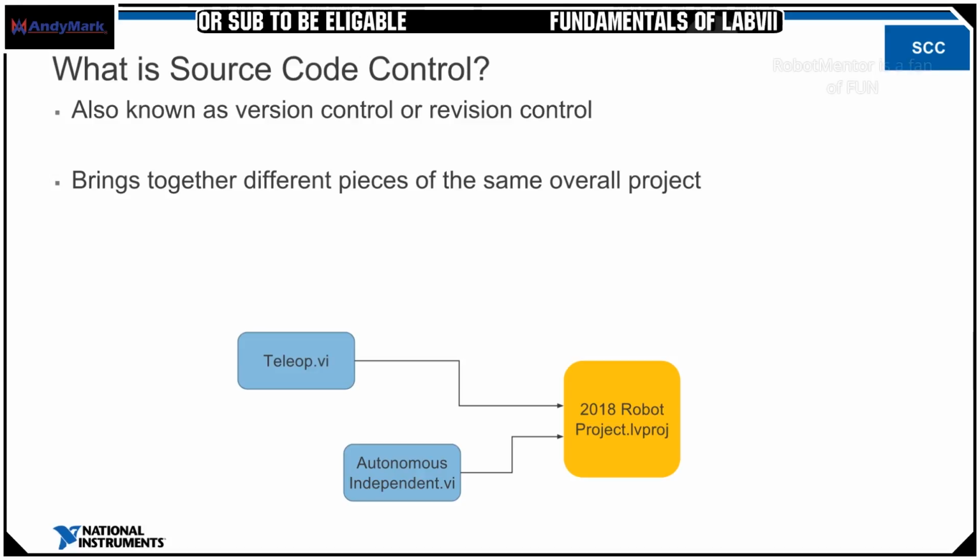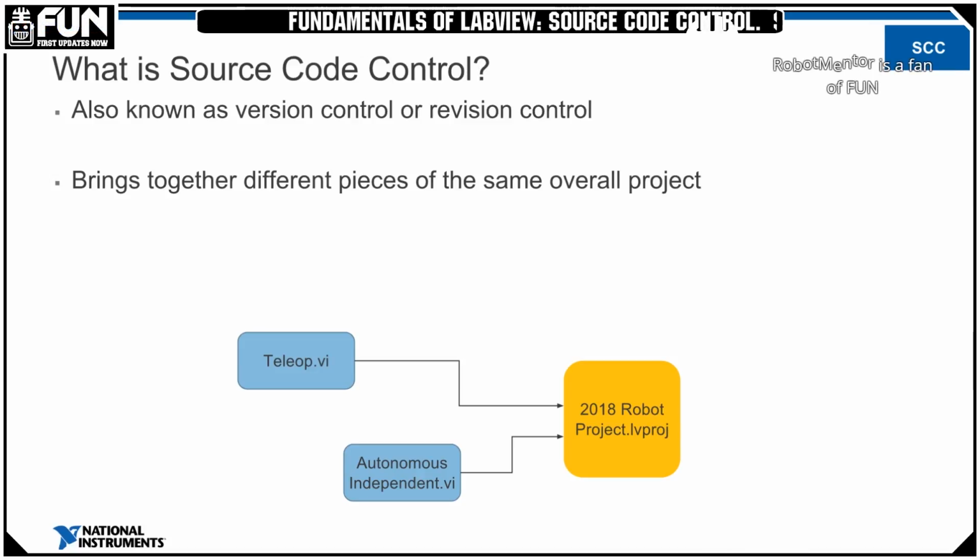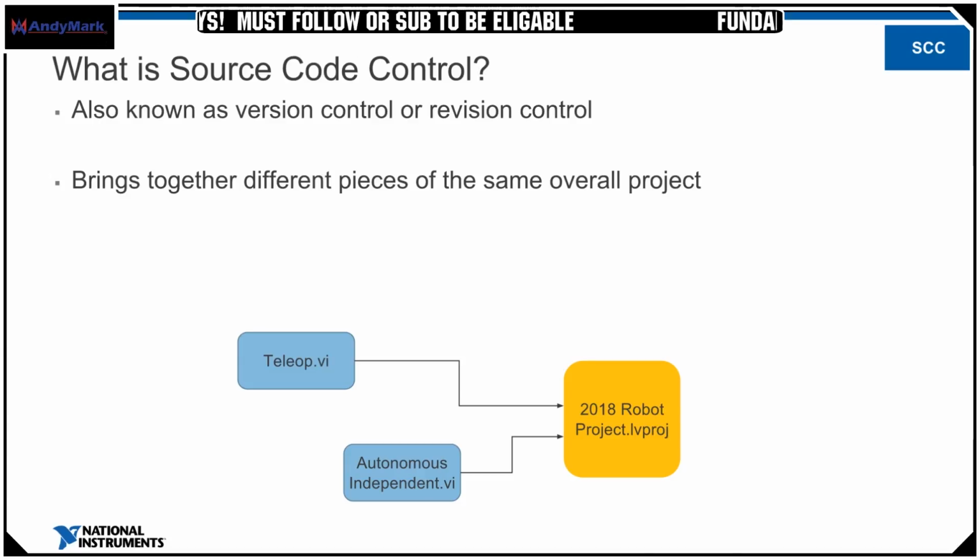It helps bring together different pieces of the same overall project. When you start working on one VI and then you finish that one, and maybe the next time you meet, you work on another VI, source code control helps keep everything current and relevant and working together across your project. It's really helpful, especially when you have different developers working on the same project.